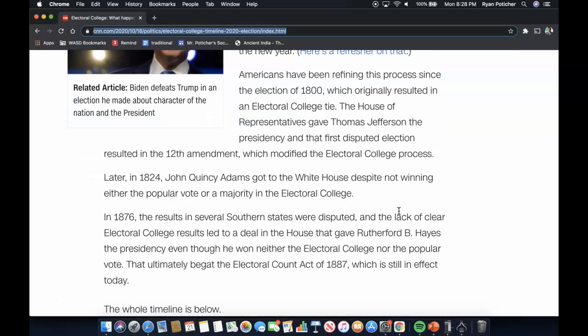Americans have been refining this process since the election of 1800, which originally resulted in the Electoral College tie. The House of Representatives gave Thomas Jefferson the presidency, and that first disputed election resulted in the 12th Amendment, which modified the Electoral College process. Later in 1824, John Quincy Adams got the White House, despite not winning either the popular vote or a majority in the Electoral College. In 1876, the results in several southern states were disputed, and the lack of clear Electoral College results led to a deal in the House that gave Rutherford B. Hayes the presidency, even though he won neither the Electoral College nor the popular vote. That ultimately begot the Electoral Count Act of 1887, which is still in effect today.